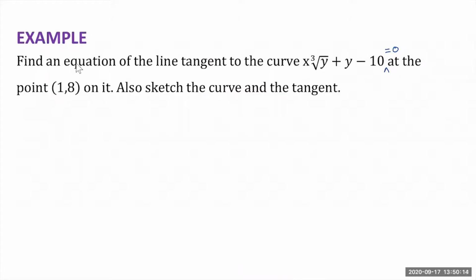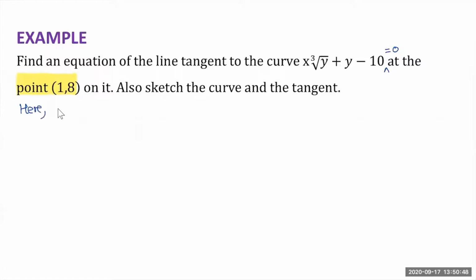Example: find an equation of the line which is tangent to the curve x multiplied to cube root of y plus y minus 10 equal to 0 at the point 1, 8 on it. So the point is already given. We are asked to find the equation of the tangent line. In order to find the equation, we need the point and the slope. The point is already there. So the next thing we want is the slope, and the slope is the derivative at this point. So let's first find the derivative.